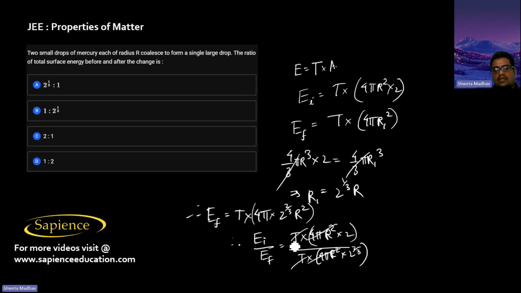So this T 4 pi r square will get cancelled. So it will be 2 by 2 power 2 by 3, or I can say 2 power 1 minus 2 by 3, that is 2 power 1 by 3 by 1, which is 2 power 1 by 3 is to 1. So option A is the correct answer.